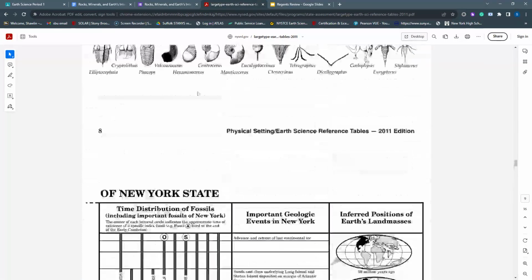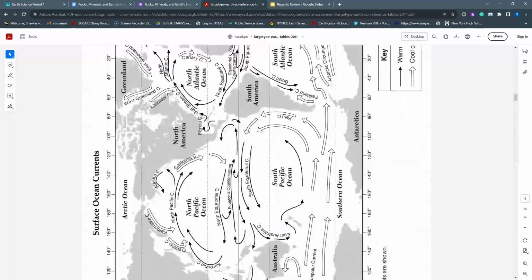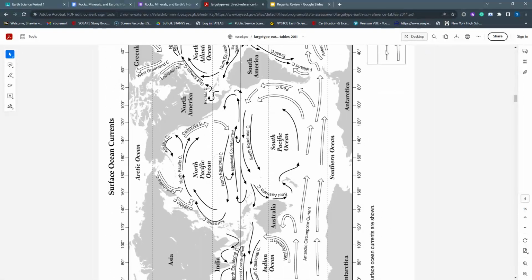You can also find the Southeast Indian Ridge right here.